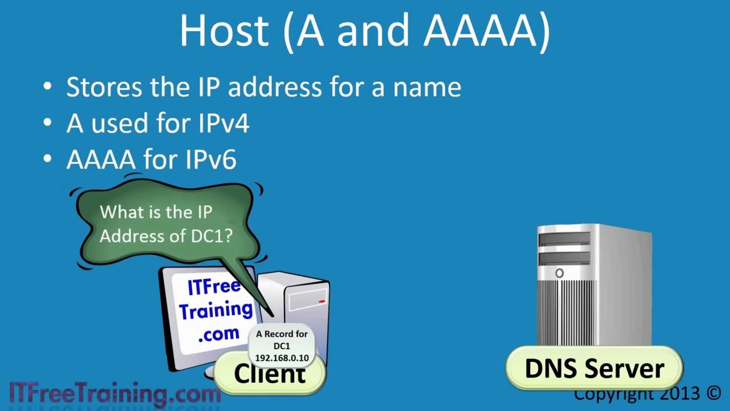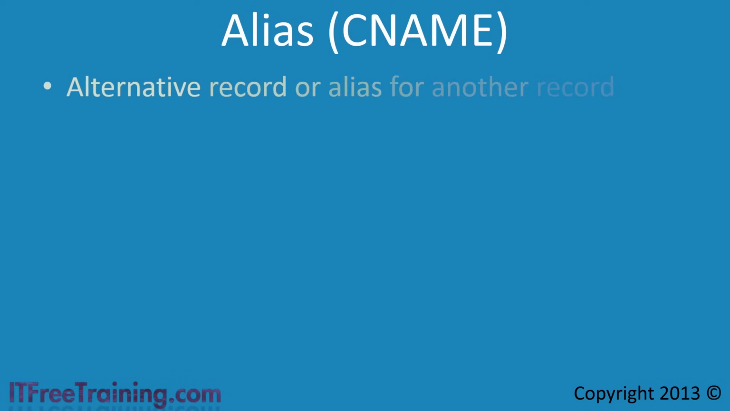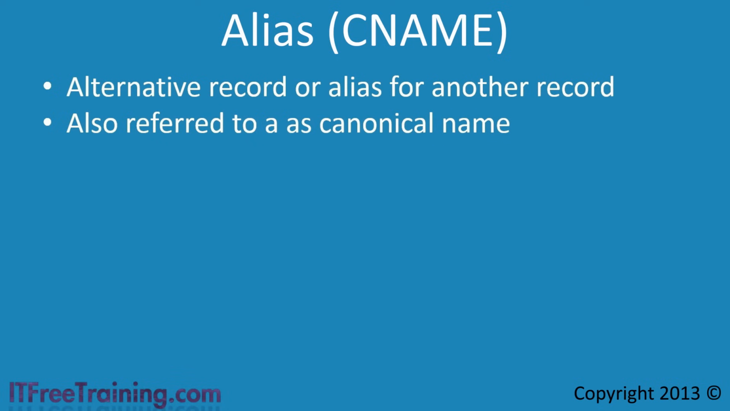Fundamentally, they perform the same requirement of storing the IP address for a name, except they do it for IPv6 addresses. Although an A or Quad A record can contain all the IP addresses for all the devices on the network, you may also use them with another type of record called the Alias record or CNAME. An Alias record creates an alternative record or alias for another record. This can also be referred to as a canonical name, and thus that is where the name CNAME comes from.